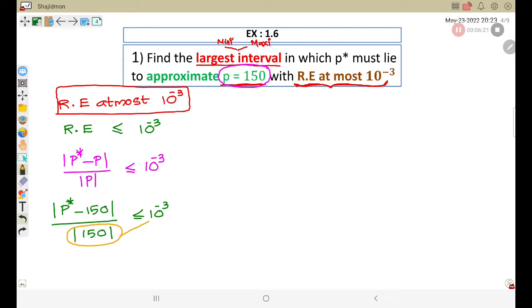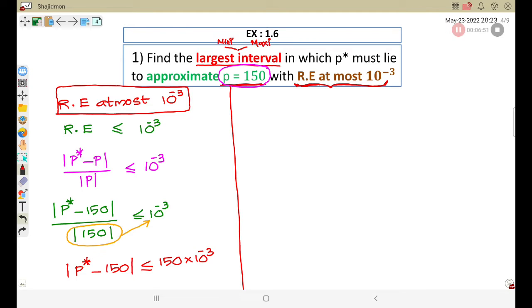So this 150 you can just cross multiply to the next side. So how can we write that one? Absolute of p star minus 150 less than or equal to 150 multiply 10 power minus 3. I hope you understood that step. Just cross multiplied 150 to the next side. Absolute symbol we are not writing because the number is positive already.